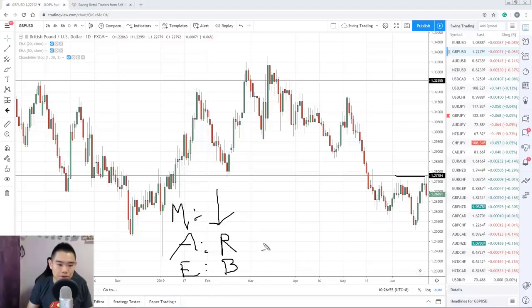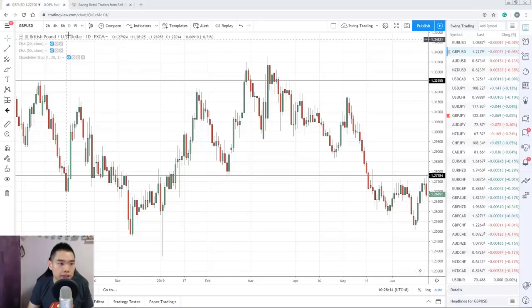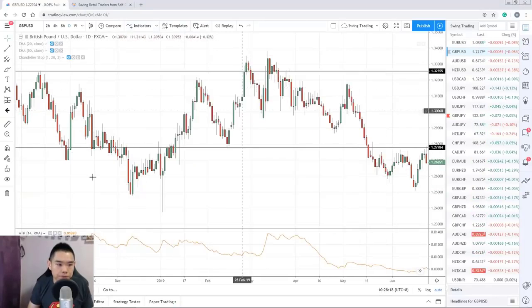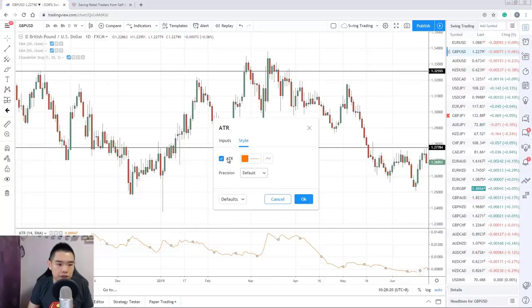Okay, let's talk about the exits now. Let's call it E. What about your exits? First, let's talk about stop loss. Remember, I don't like to set my stop loss just above the highs, because the price could rally up higher and then collapse down lower, and I would get stopped out. So what I usually do is use the ATR indicator. Just go to indicators, pull out ATR, and click on this. I usually have a 20 period ATR, so I'll just go with my standard default.